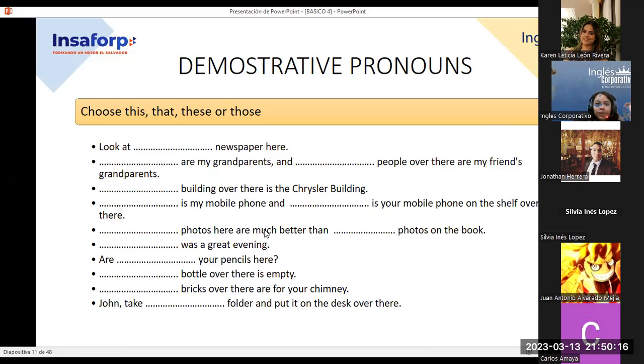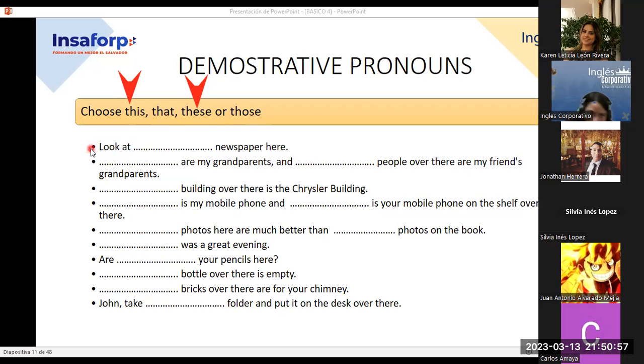So, take a look at this exercise. It says, choose these. This, that, these, and those. So, ¿cuáles están cerca y cuáles están lejos? Well, to give you an idea, and I'm gonna use this one here. Give me one second. This es para cosas que están cerca. These es para cosas que están cerca también. So they are very close. That and those. Están lejos. They are really far away.